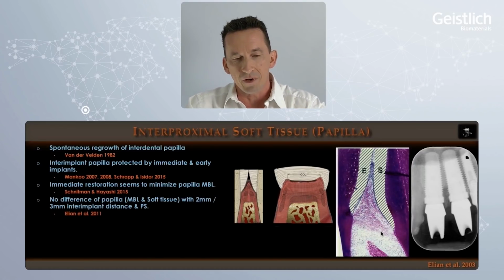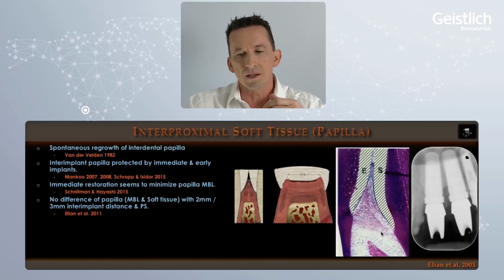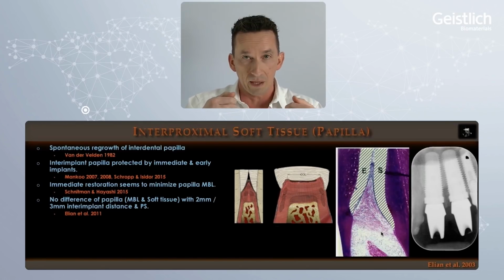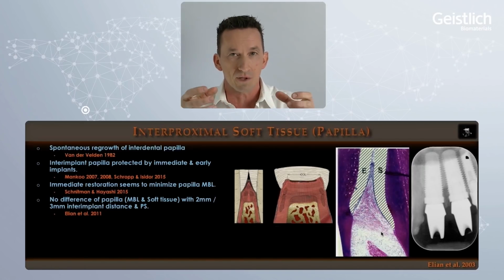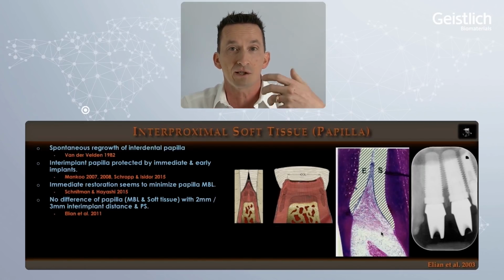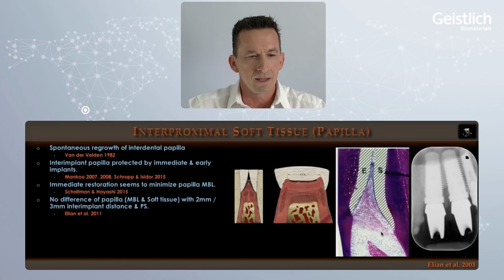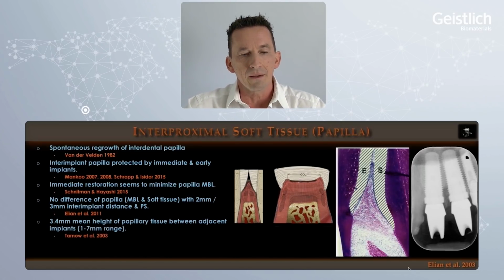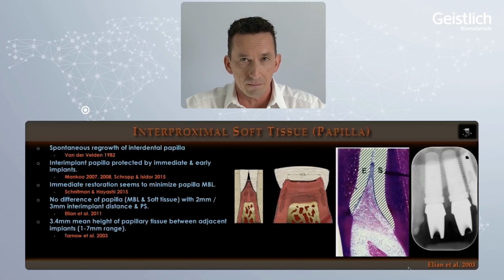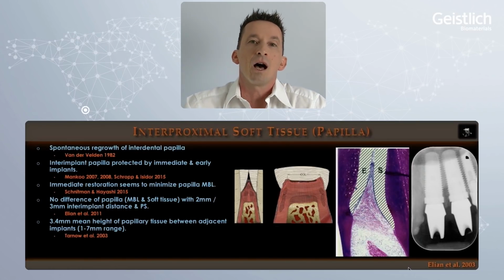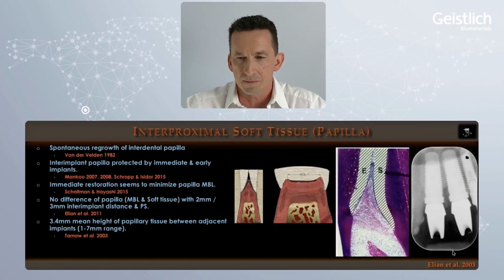There is no difference if you use a distance of 2 millimeters between the implants or of 3 millimeters if you use the platform switching concept to give the soft tissue additional space. And we know that the mean height of a papilla between 2 implants is not like in dentate patients 5 to 6 millimeters, it is about 3.5 millimeters.